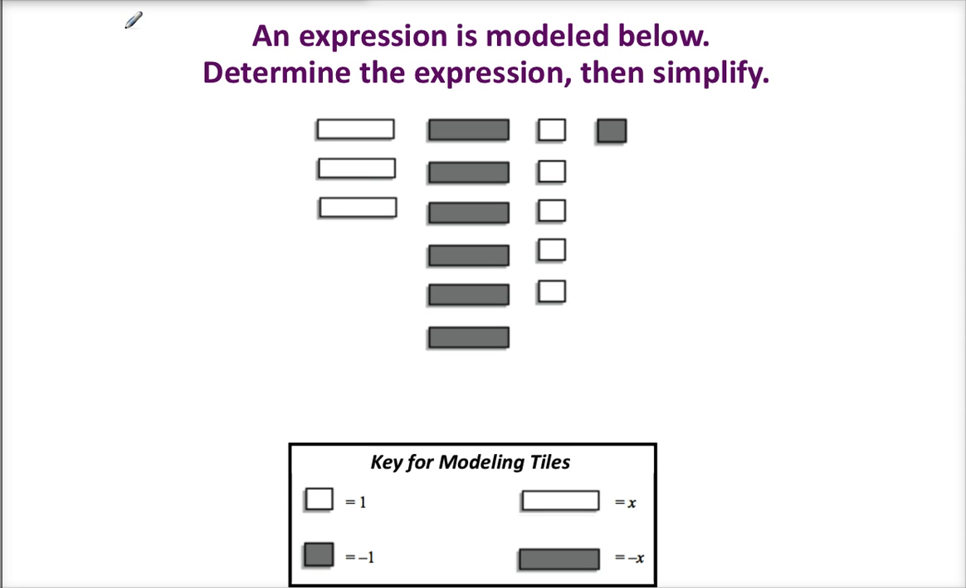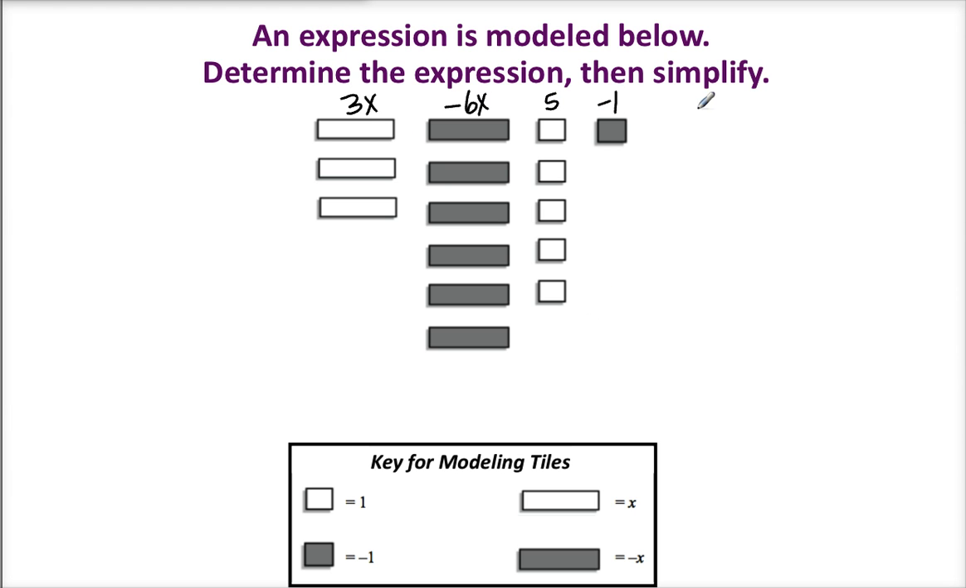Let's do another one. This time it's given us an expression modeled with tiles already. We're asked to determine what that expression is, and then we'll simplify it. So first of all, what is this expression? Well, we have 3 positive x tiles. We have 1, 2, 3, 4, 5, 6 negative x tiles. So that's negative 6x. We have 1, 2, 3, 4, 5 positive 1 tiles and a negative 1 tile.